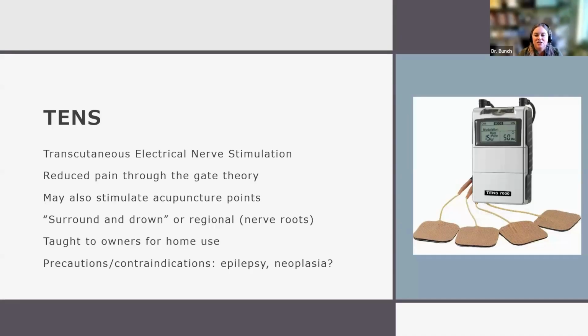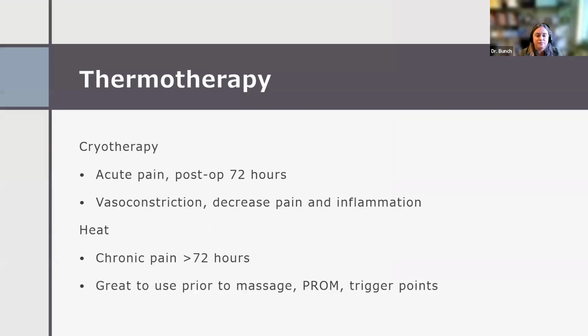Precautions and contraindications, again, epilepsy, neoplasia, so those things of using it right over that site. If you had those type of things, those are the main ones. Skin abrasions. I wouldn't want to put it right over one of those. Maybe the cool thing is you can teach the owners to do these at home, and they can buy these units pretty inexpensively. So these are definitely another option, especially for some of our chronic pain kids, but even in the acute stage as well.